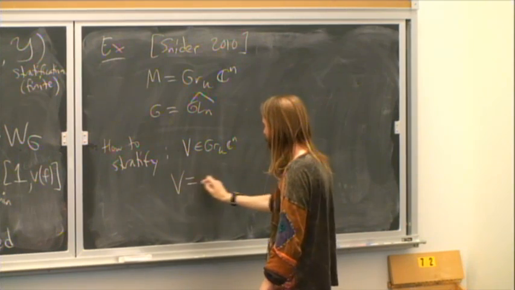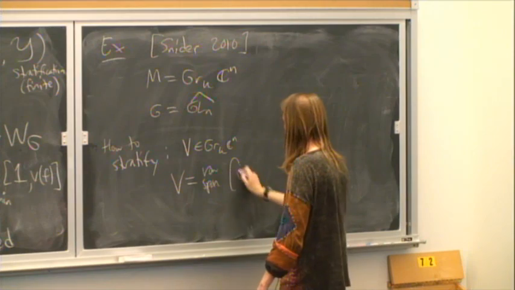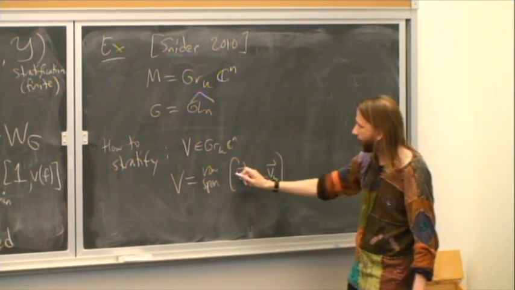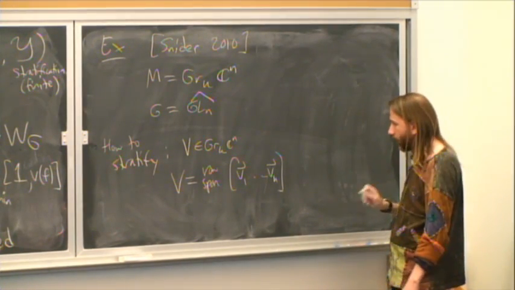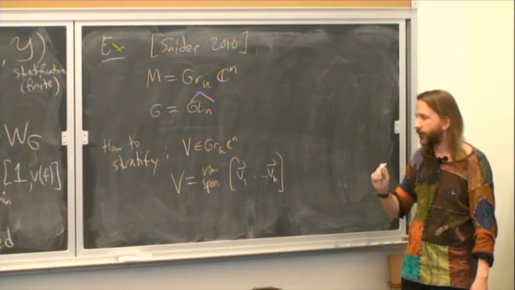Let's say that V is the row span of the following matrix, V1 up to Vn. Okay, so this is a K by N matrix of full rank K, and these are the column vectors. Let's think of this instead of just a list of N column vectors of height K.